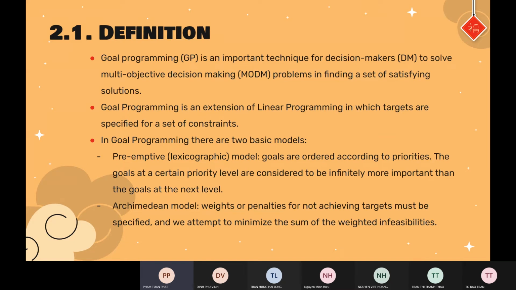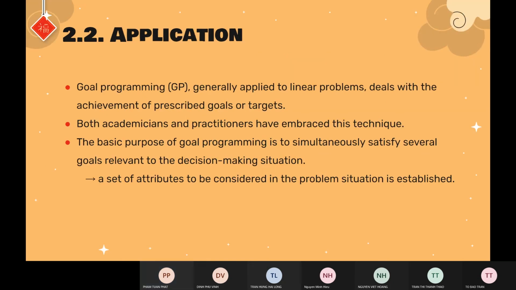In goal programming, there are 2 basic models. In the primitive model, goals are ordered according to priorities. The goals at a certain priority level are considered to be infinitely more important than the goals at the next level. In the Archimedean model, penalties for not achieving targets must be specified, and we attempt to minimize the sum of the weighted infeasibilities.